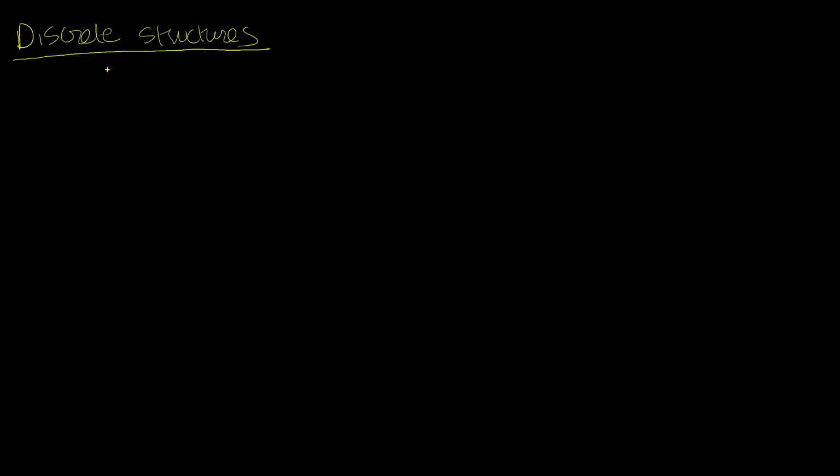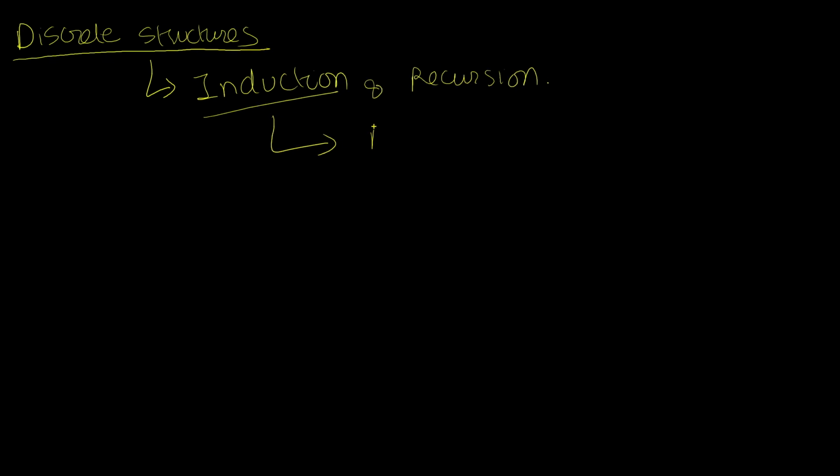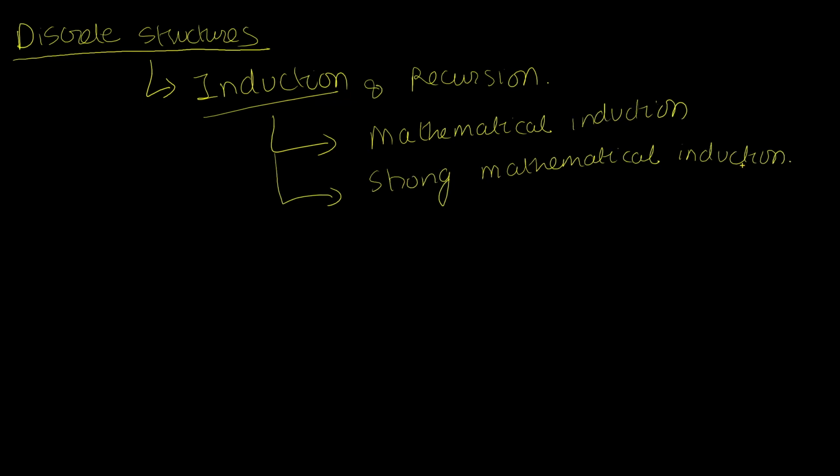Okay, so welcome to the 31st video in the Discrete Structures series, and we have been covering the chapter on induction and recursion. Under induction, in the last two videos, we have covered the concepts of mathematical induction and strong mathematical induction. So today we'll be looking at the last topic inside of induction, and that is going to be the well ordering property.